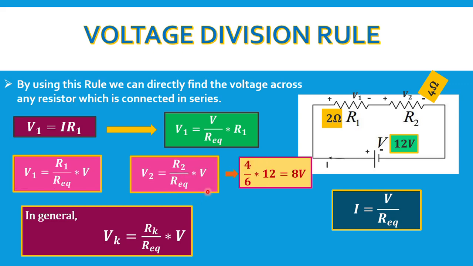In the numerator there is R2, and the value of R2 is 4 ohm, so 4 upon 2 plus 4, that is 6. R equivalent is 6, so 4 upon 6 into 12. 6 into 2 is equal to 12, so 2 into 4 is equal to 8 volt. So the voltage across resistor 1 is 4 volt and the voltage across resistor 2 is 8 volt.